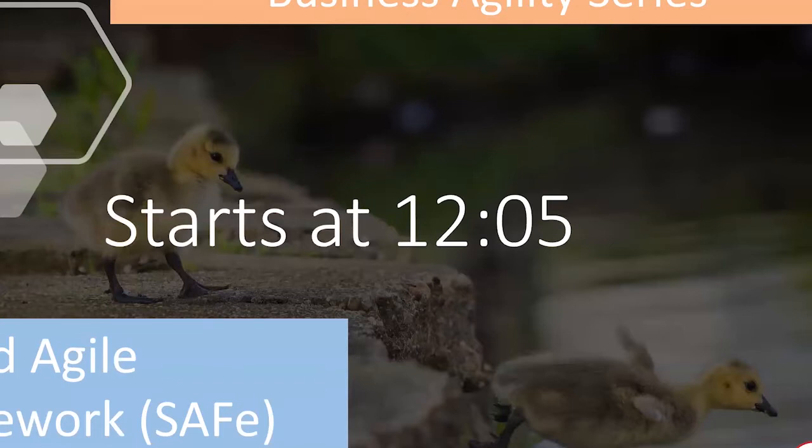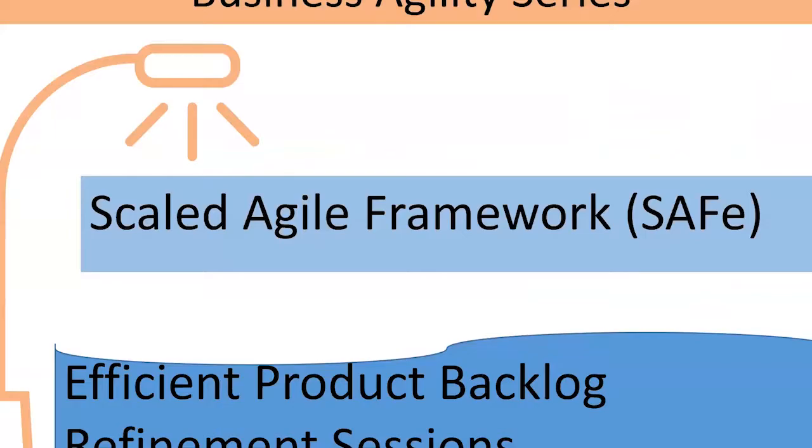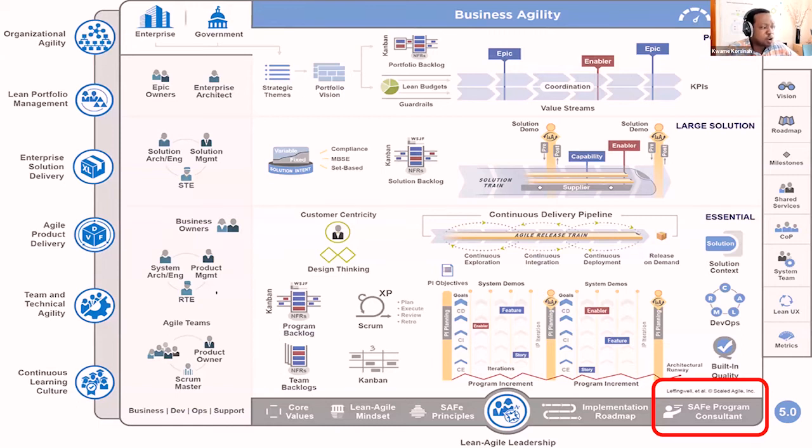So for today's session, we are looking at efficient product backlog refinement sessions. Last week, we talked about product backlogs and how to create a product backlog. But in today's session, we are looking at how to efficiently manage the product backlog. And the focus of this particular session is all about looking at it from a scaled agile framework perspective.